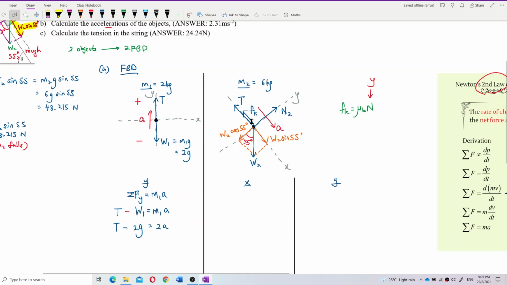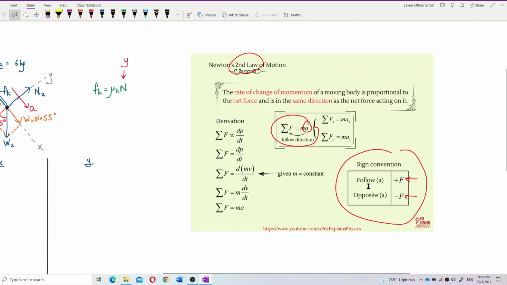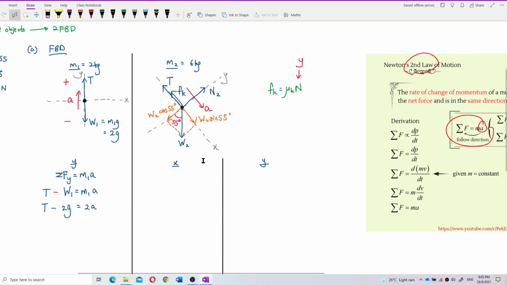So that we can know which component, x or y, has acceleration. If there is acceleration, we need to compare with the acceleration to know whether the force is positive or negative. So acceleration is so important, and also to know whether it is equilibrium or not equilibrium.